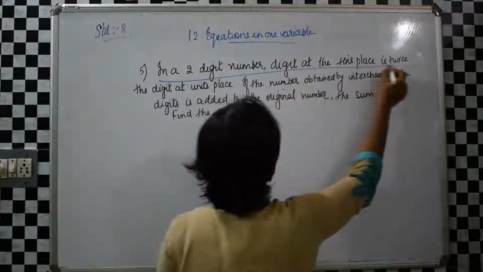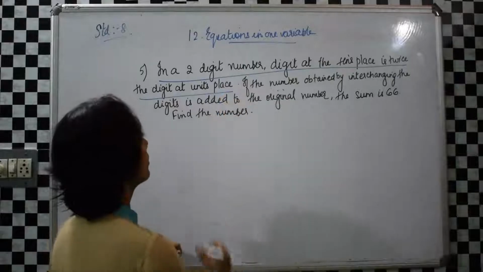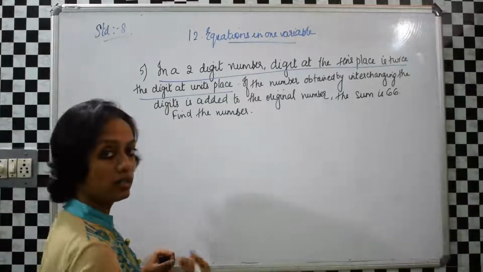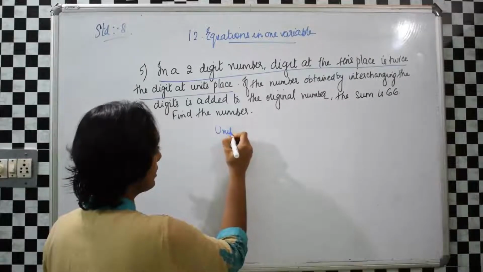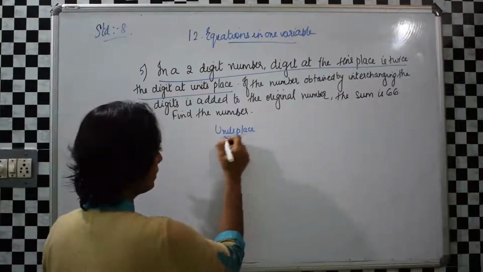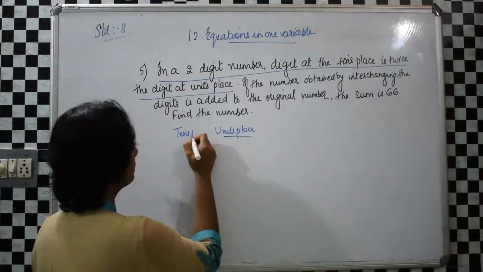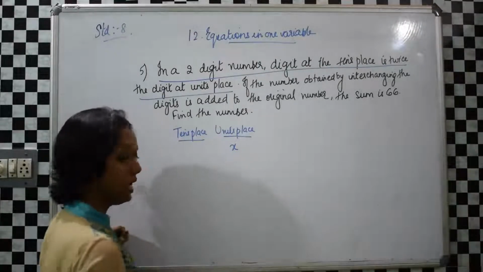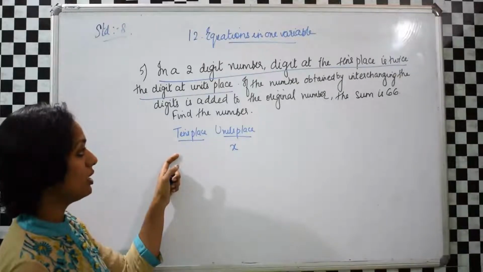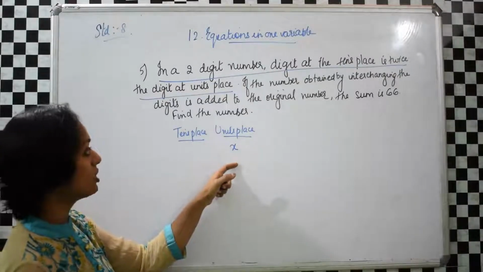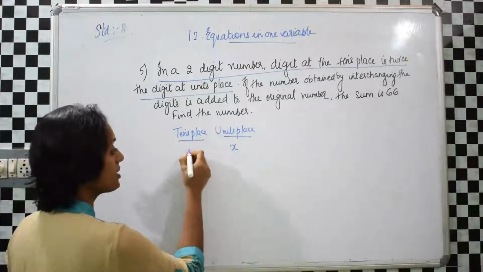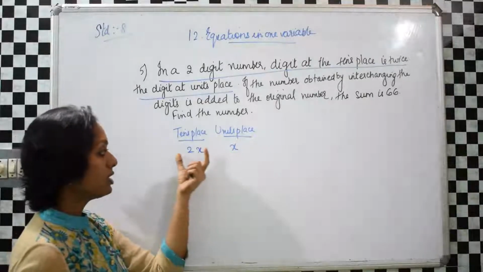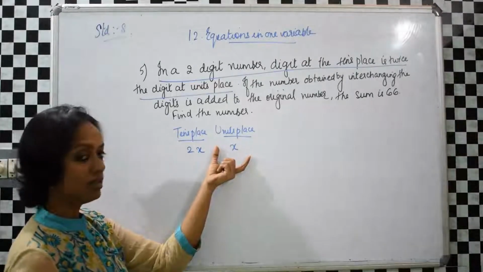Now I'll take this part. In a 2-digit number, digit at the tens place is twice the digit at the units place. So I'll write here units place and tens place. So let the digit in the units place be x. So as per our condition, digit at the tens place is twice the digit at the units place. So if this is x, this has to be 2 times of x, because the digit at the tens place is twice the digit at the units place.